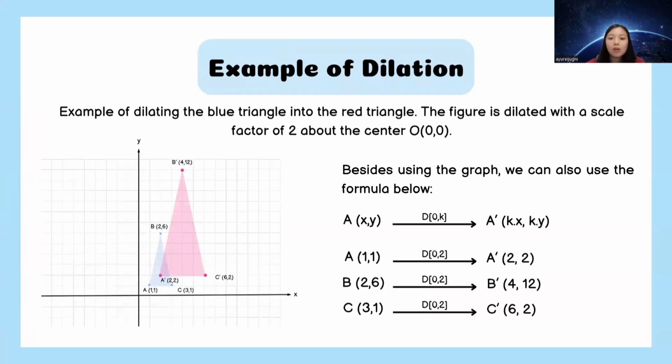Now let's solve the example together. Point A (1, 1) is dilated with scale factor 2. Using the formula, x becomes 2 times 1 equals 2. y becomes 2 times 1 equals 2. So A' is (2, 2). Is it right? Now your turn. If point (3, 4) is dilated by scale factor 2, what is the result? Write your answer in the comment.